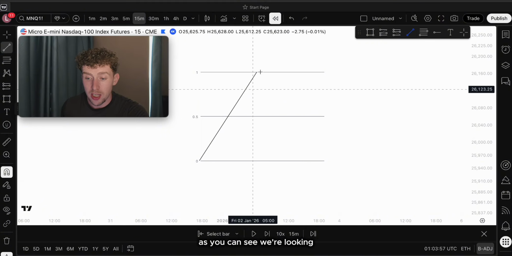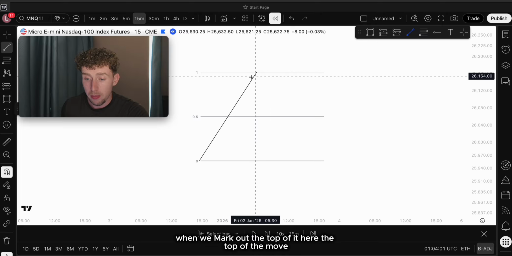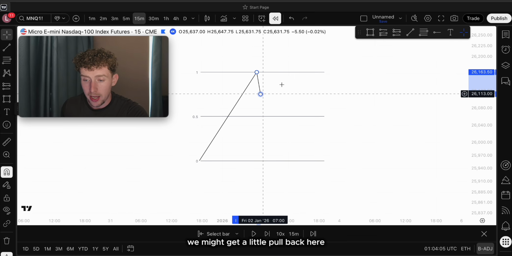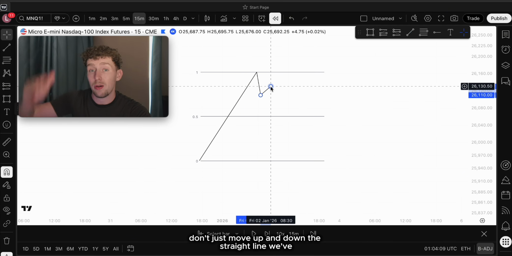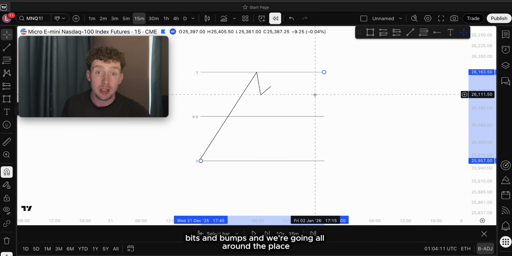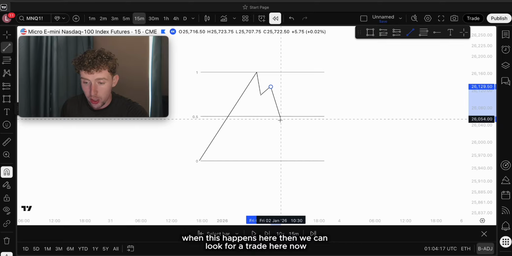Then, as you can see, we're looking for a pullback. So what does a pullback mean? When we mark the top of the move here, we might get a little pullback here, then we might go up a bit, because candles don't just move up and down in a straight line. We have bits and bumps and we're going all around the place. When this happens, we can look for a trade here.